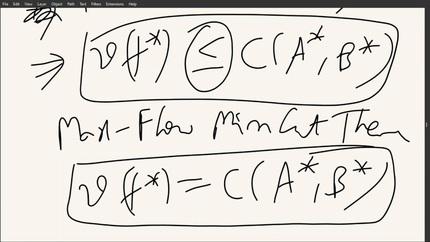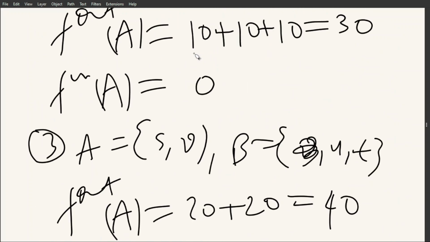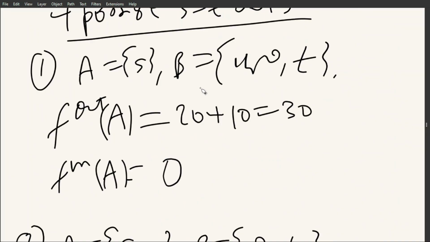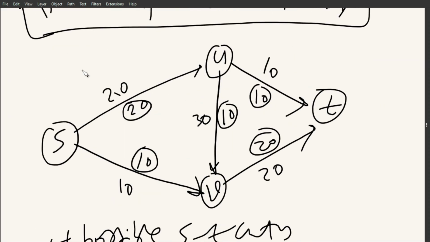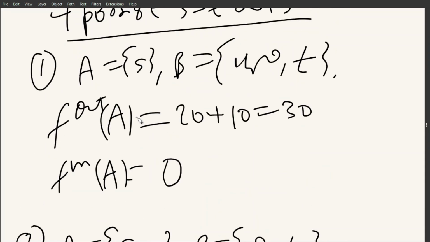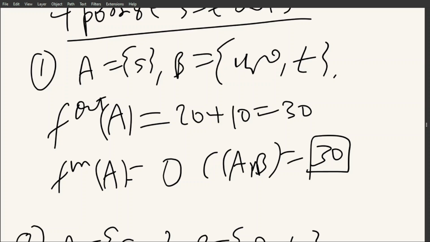This statement we can also verify with our example. The 4 possible cuts that we have seen. The value of the flow we know is 30. What is the size of the cut? In each case we will compute the size of the cut also. So consider the first possibility. The size of the cut is the capacity out of A. Capacity out is 20 and 30. So we can also write here CAB is actually 30. So the value of the flow 30 is upper bounded by 30.